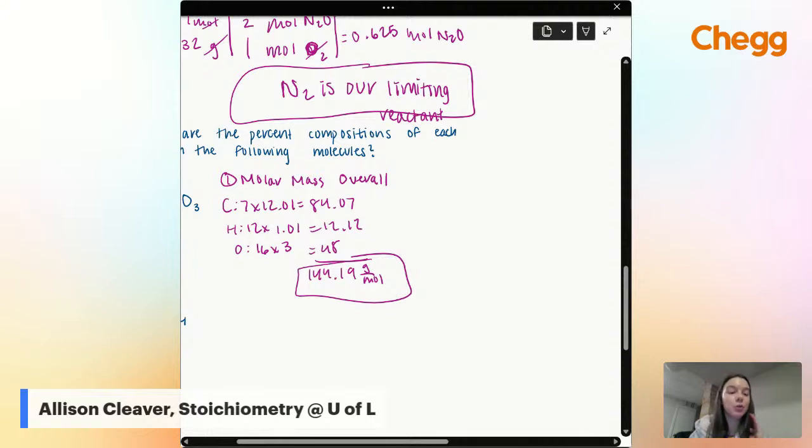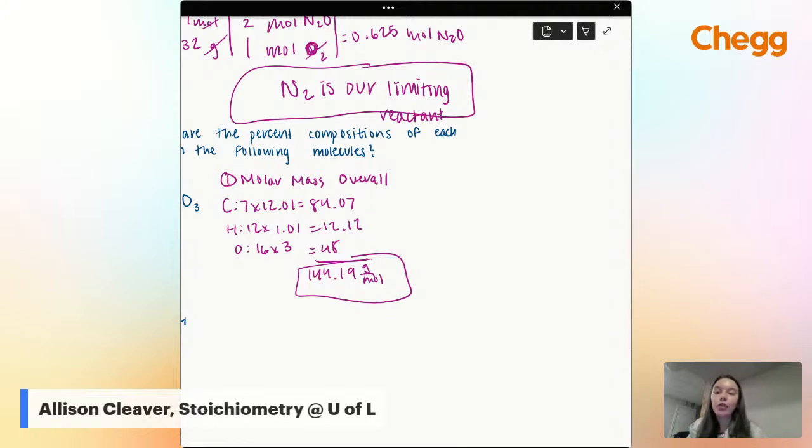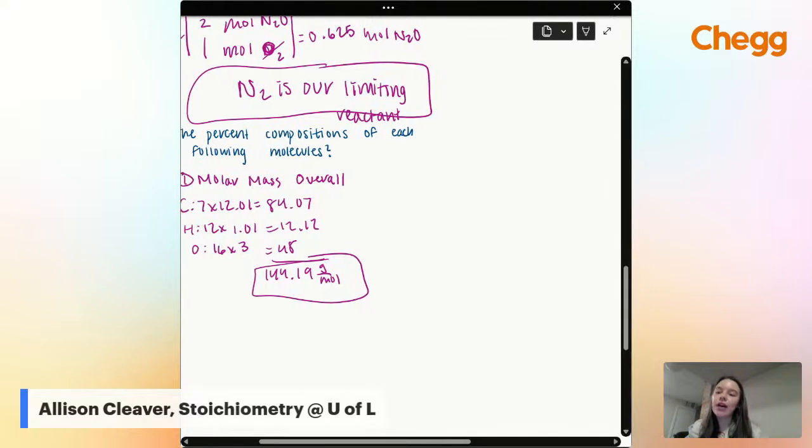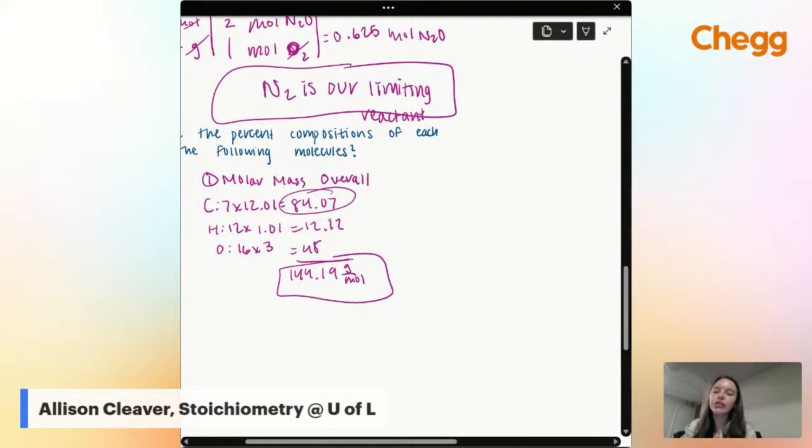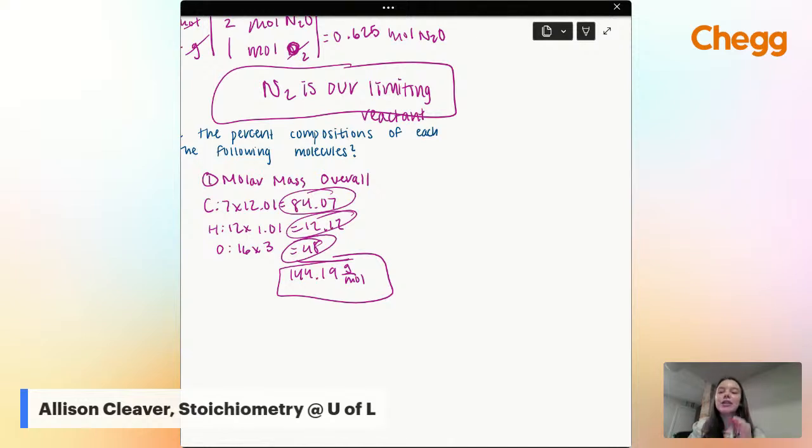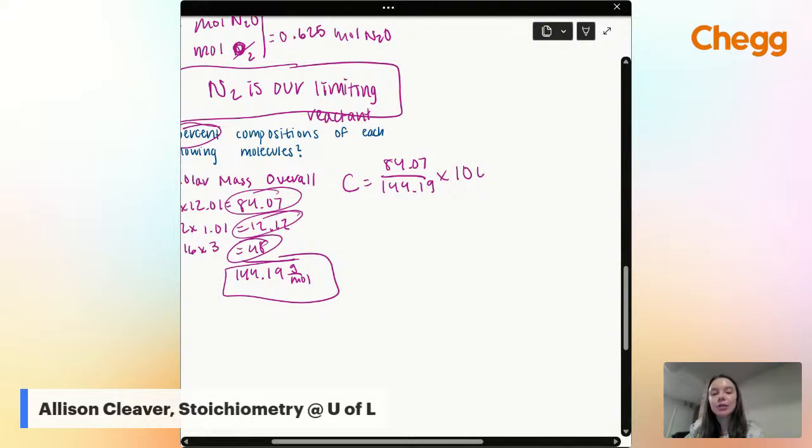But now we're going to go to the percent composition. For that, we see the molar mass of each of our individual components. We just found those. That's why I set it up this way, because it's going to make this problem super easy. If we start with carbons, we do the molar mass of all of our carbons, which we determined to be 84.07. If I'm moving too fast or you're not understanding something, type in that chat. I'd be more than happy to answer for you. So we're going to do the mass of the element over the mass overall, so over 144.19. Since it asks for a percent composition, we're going to do times 100%.